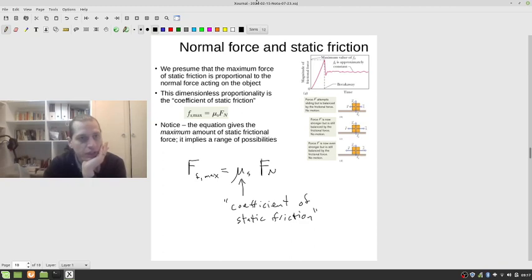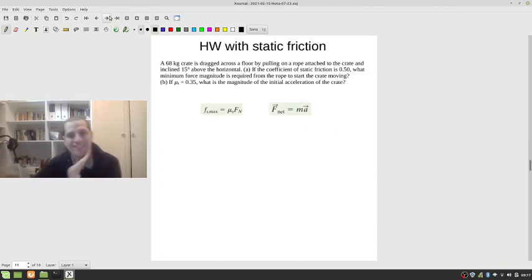So let's do a quick example problem with static friction. This one is from your homework. And the only tricky thing in this type of problem is that you do need to worry about angles. Okay, so let's draw a picture. A 68 kilogram crate. Okay, as always, I draw it in the most artistic way possible with a dot. M equals 68 kilograms.